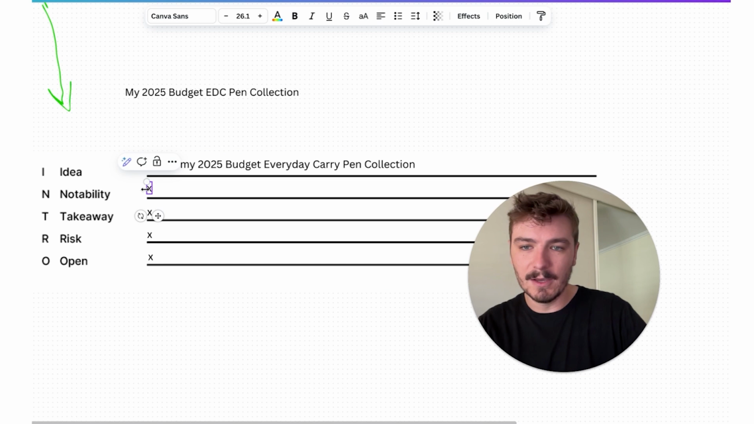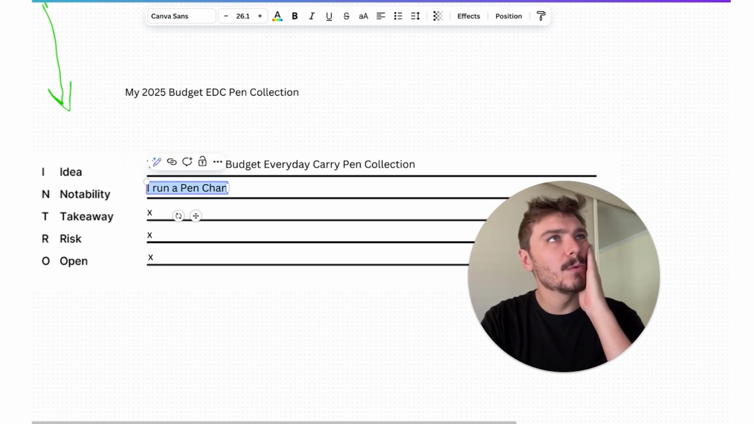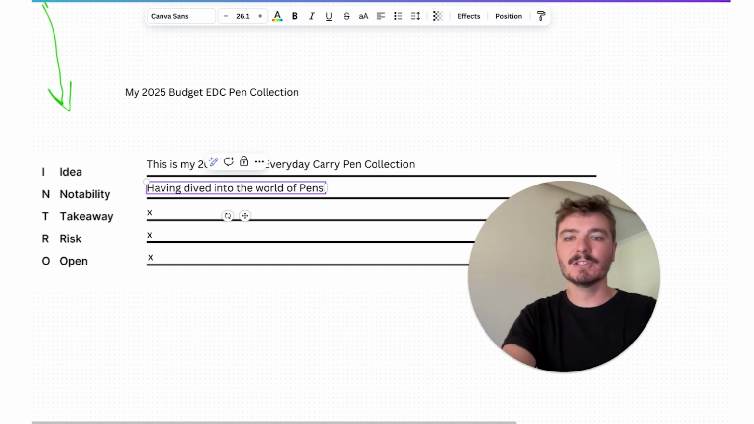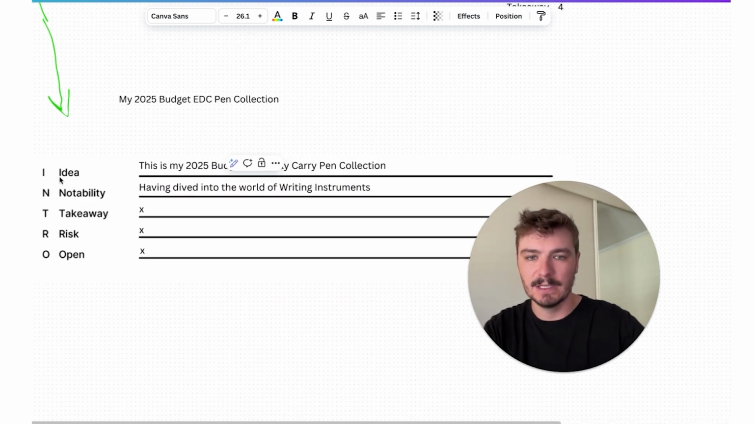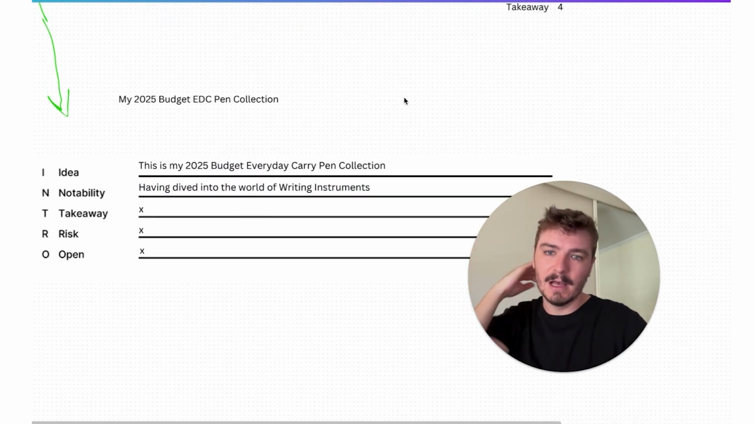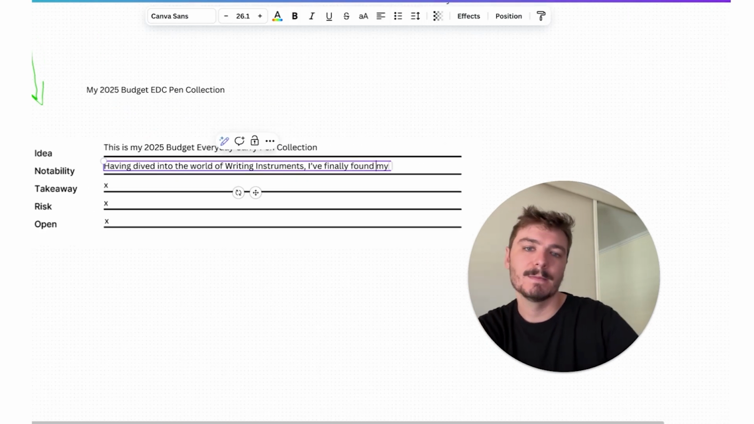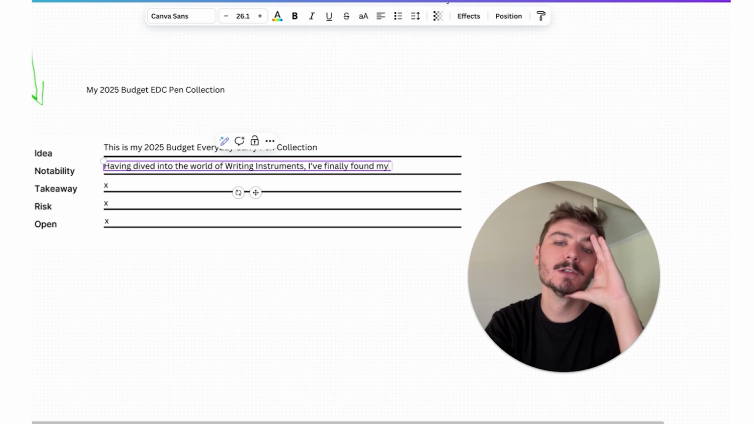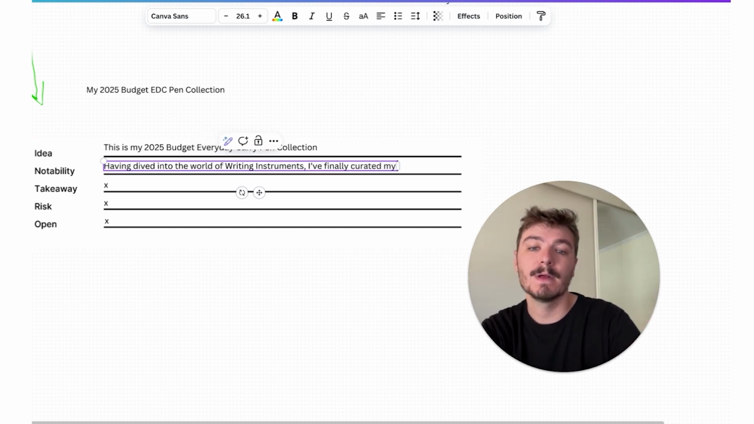So for me, it would be, I run a pen channel. Why am I the right person to tell this story? Having dived into the world of pens, or you know what, we could even say writing instruments. That's like a term that people use in this niche. It's just a fancy word for pen, I think. Having dived into the world of writing instruments, I finally curated my favorite collection. That's not bad.